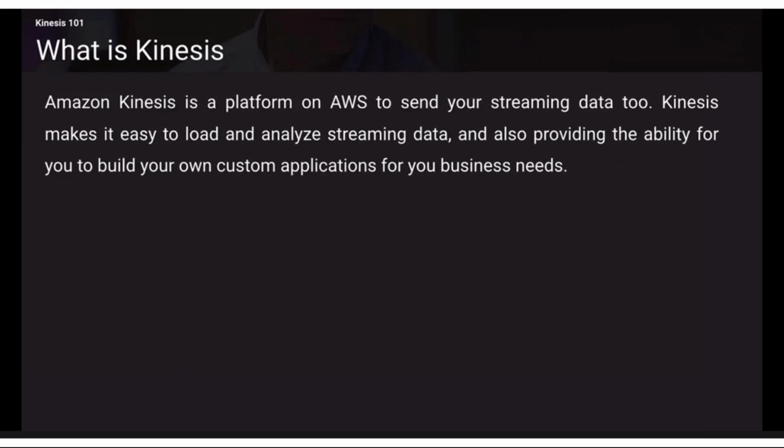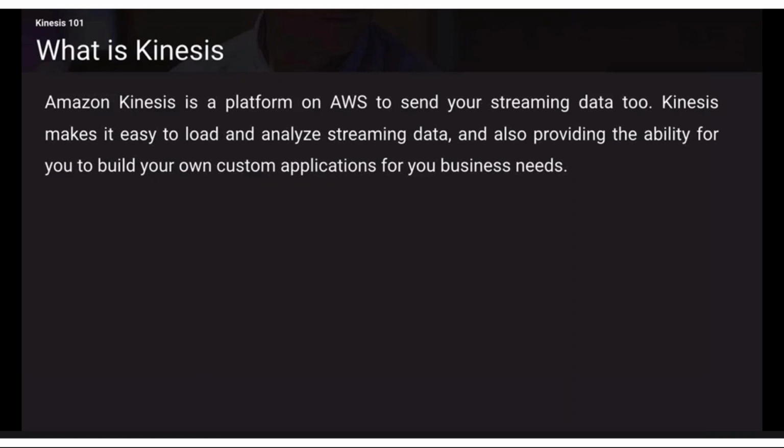So what can we do with it? We can analyze the streaming data with the help of an AWS service called Kinesis. Kinesis is a platform on AWS to send your streaming data to, and Kinesis makes it easy to load and analyze the streaming data and also provides the ability for you to build your own custom applications for your needs. So with the help of Kinesis, we'll be able to analyze the data and then get the analytical results which are required in order to analyze the situation. Let's see what happens in this.